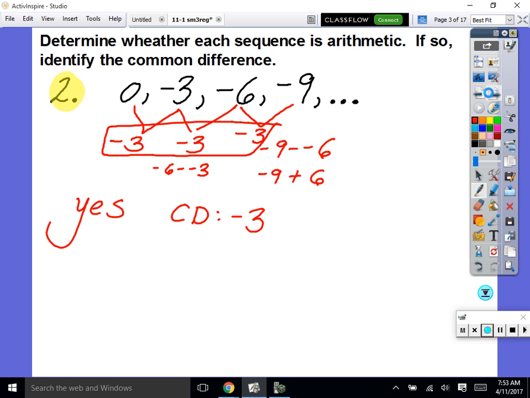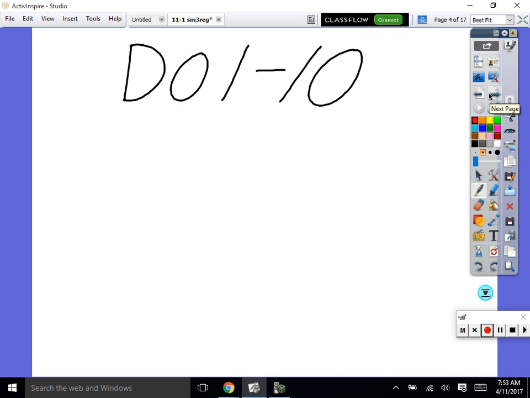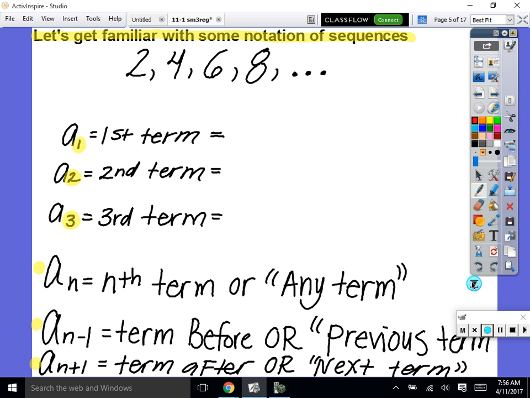Okay. So what you're going to do is 1 through 10. You're going to tell me, is it arithmetic? If not, then say no. If yes, tell me the common difference. Ready, set, go.